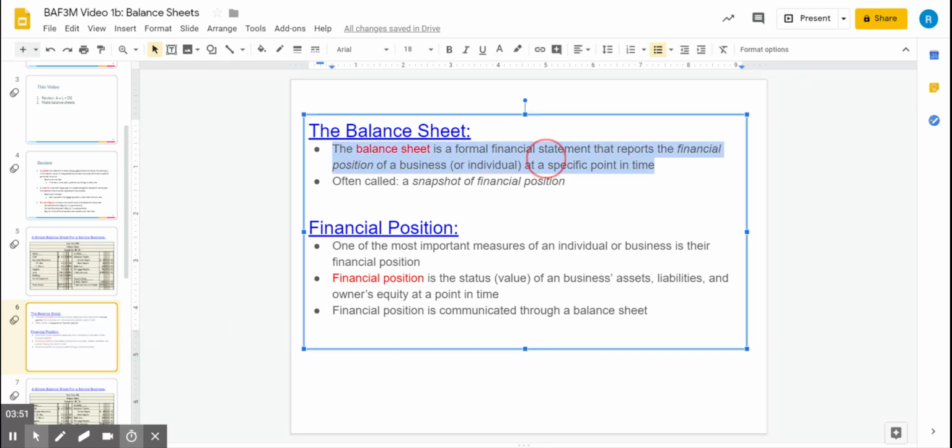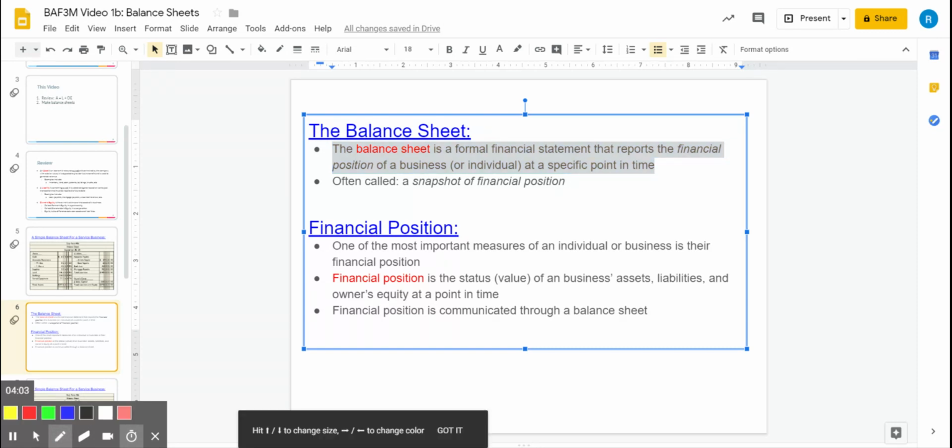A balance sheet is a formal financial statement. Formal financial statements, we're going to do a couple of in the course. We'll do income statements and cash flow statements. A balance sheet reports the financial position of a business at a specific point in time. So there's 2 very important parts to this definition.